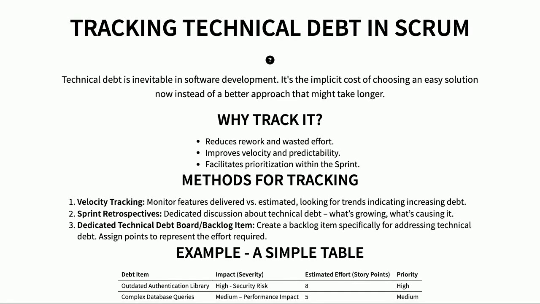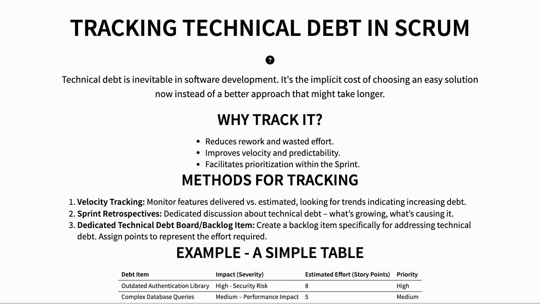Okay team, let's talk about technical debt. It's that sneaky cost of making quick decisions in development. It's totally normal to accumulate some, but we need to track it. Why? Well, ignoring it leads to more rework and wasted time. We can keep an eye on our velocity. Are we consistently delivering fewer features than we estimate? Retrospectives are great for surfacing technical debt during those discussions.